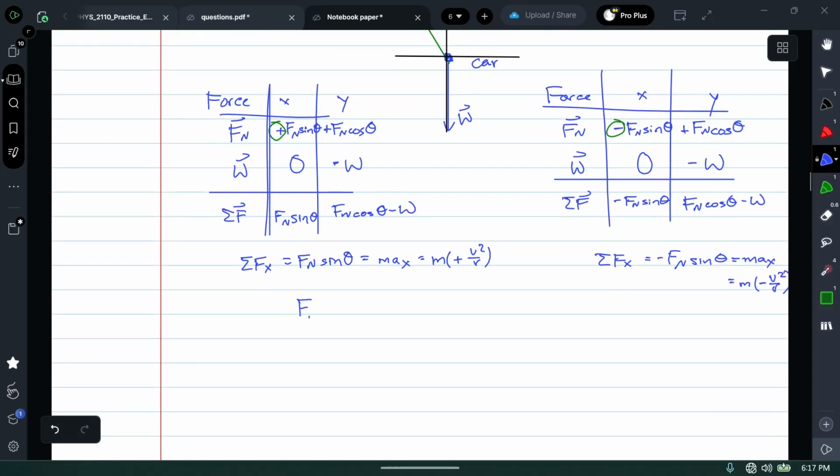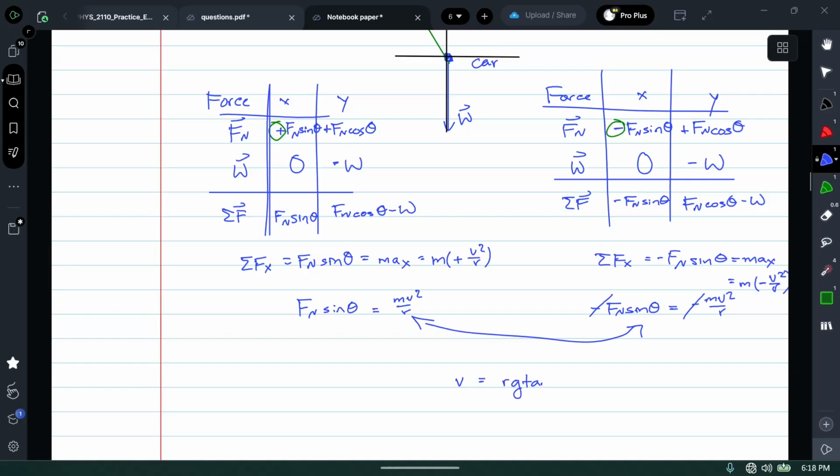All right, so I've got Fn sine theta equals mv squared over r, and negative Fn sine theta equals negative mv squared over r. Negatives cancel. Oh, it's the same equation. And from there, all the math is the same from there on out. So I will end up with the same result we ended up with in class for that speed.